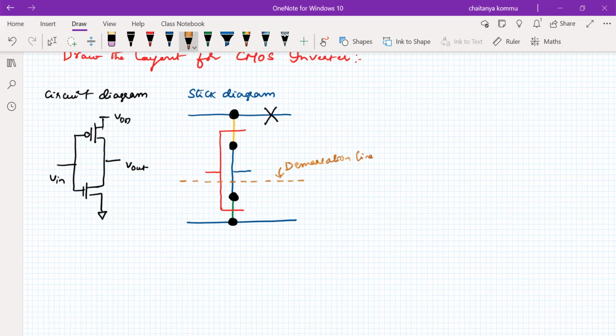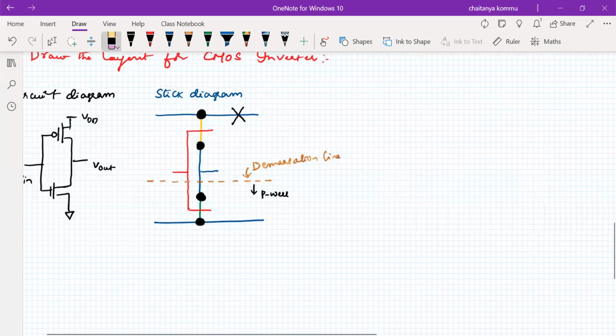So P-well process means, what does it mean? Whatever transistors are under the demarcation line, that is in the P-well. Sometimes we normally use something like this. For example, for N-well, if you want to use it, then we have to use the dotted line, something like this. That means that whatever the top transistors are there, those transistors are in the well. That is the N-well process. I am interested to use P-well process, therefore I don't want to use these lines, something like this. Okay.